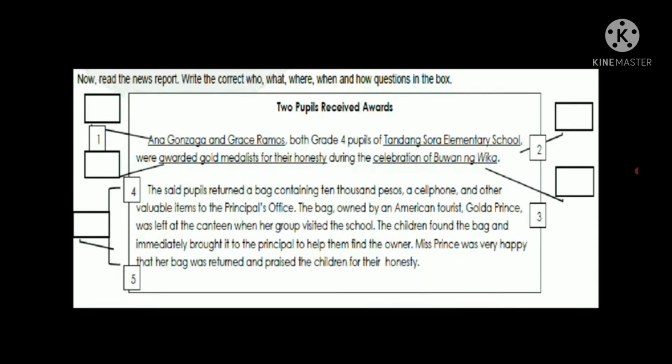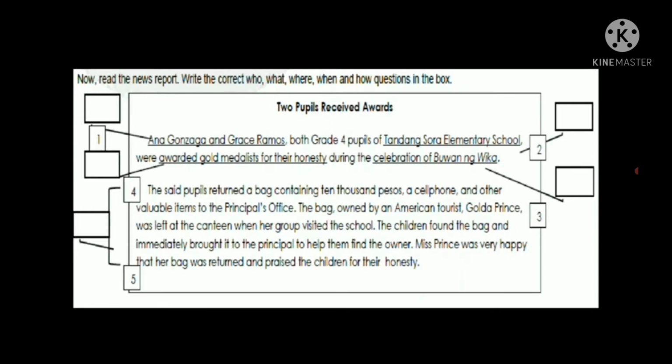Ana Gonzaga and Grace Ramos, both grade 4 pupils of Tandang Sora Elementary School, were awarded gold medalists for their honesty during the celebration of Buwan ng Wika. The said pupils returned a bag containing 10,000 pesos, a cell phone, and other valuable items to the principal's office. The bag, owned by American tourist Golda Prince, was left at the canteen when her group visited the school.